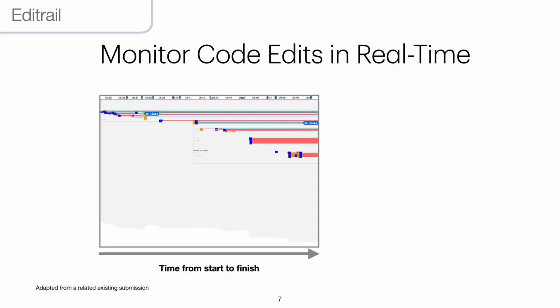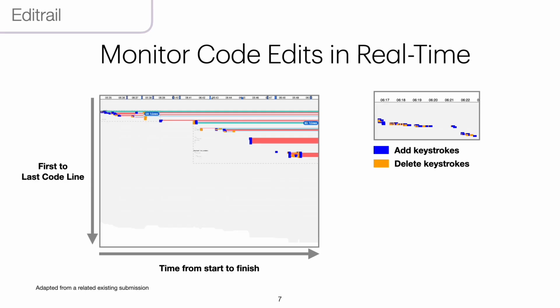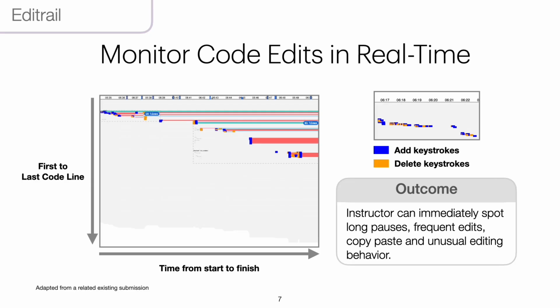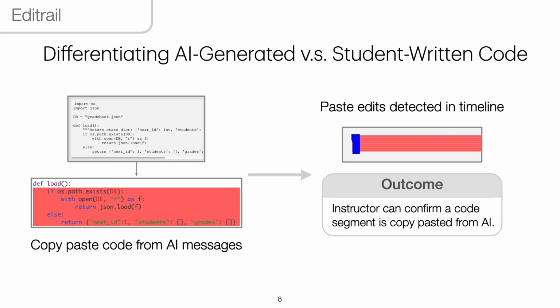The x-axis represents time from start to finish of coding. The y-axis represents code lines from the first line to the last line. Blue and orange marks show keystrokes, additions, and deletions. This allows instructors to quickly spot pauses, frequent edits, copy-paste, and unusual editing patterns. Editrail also highlights code that originates from AI.